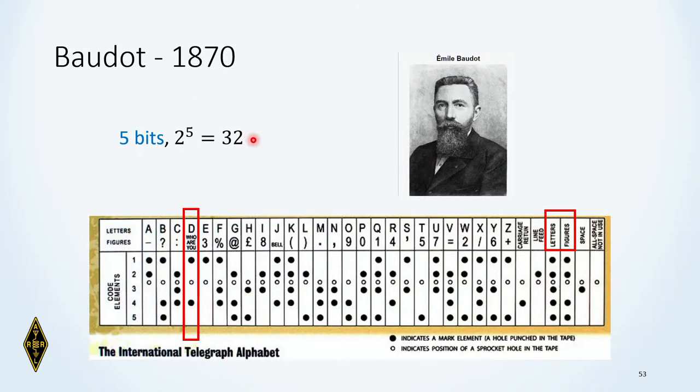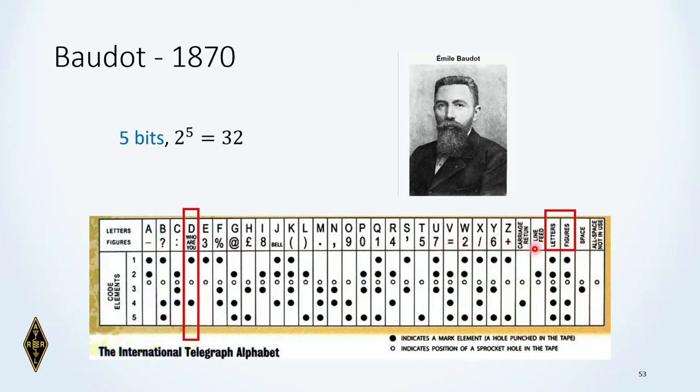All right, now who do you suppose this good-looking guy is here? That's Émile Baudot, which is how I'll pronounce it. He's a French telegraph engineer. So we're going back in history again. And notice this magic thing that I've put in blue, 5 bits. So the Baudot code has 5 bits. And here's how they work. We've got letters going across the top, and then we've got figures going across this row.